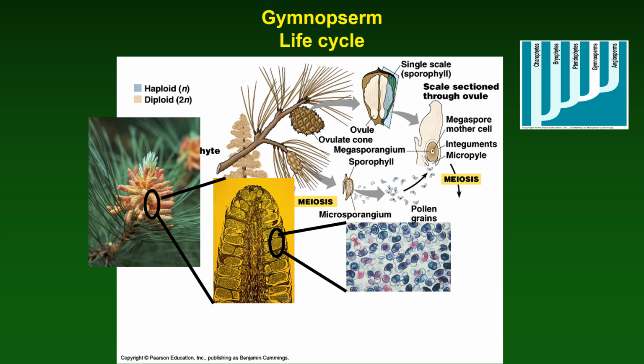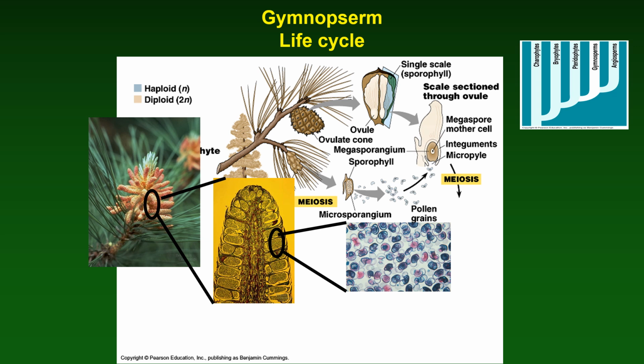Let's have a look at the first part of the gymnosperm life cycle. So again, we have two types of cones. We're going to focus in on the male cones, the staminate cones. And again, within the cones, we have these sacs. That's where meiosis occurs. And meiosis is going to produce haploid cells that develop into little haploid male gametophytes.